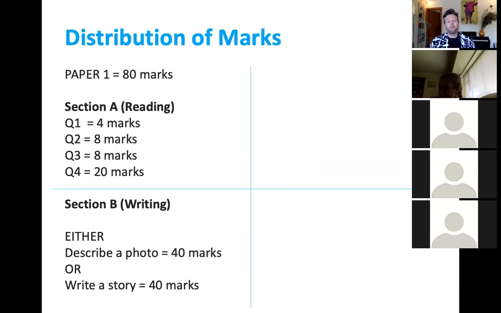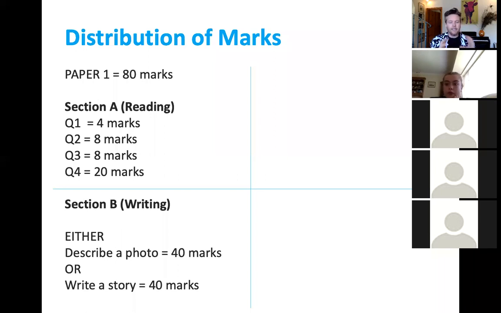So firstly, the distribution of marks. Some of you are going to know this already, but paper 1 is half the marks and split into two, section A and section B. Section A, the first 40 marks, is distributed as on the screen. Question 1 is 4 marks, question 2 is 8 marks, as is question 3. Question 4 is 20 marks.